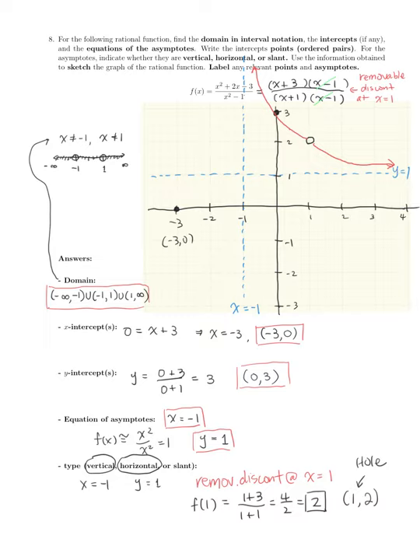Okay, let me just write it here. So when x equals -2, what is the corresponding y value? So again, I'm going to compute f of -2. So that's going to be -2 plus 3 over -2 plus 1. So this looks like it's going to be 1 over -1, so it looks like -1.